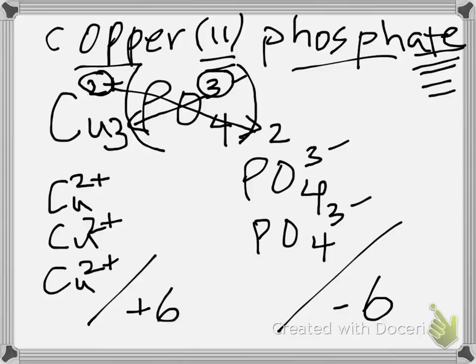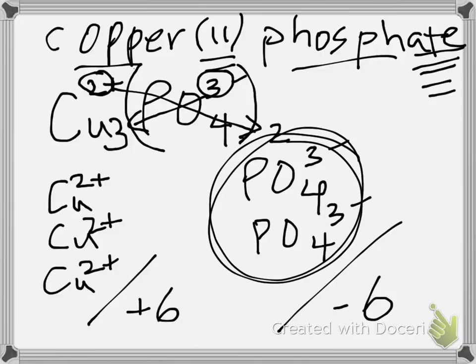If I try to combine these in some other ratio, I'm not going to end up with an overall charge of 0. So I have to have these parentheses because I want 2 of these whole phosphates, not just something else. If I didn't have parentheses, this is what it would look like.